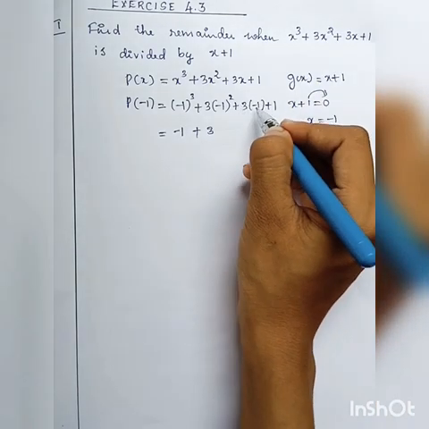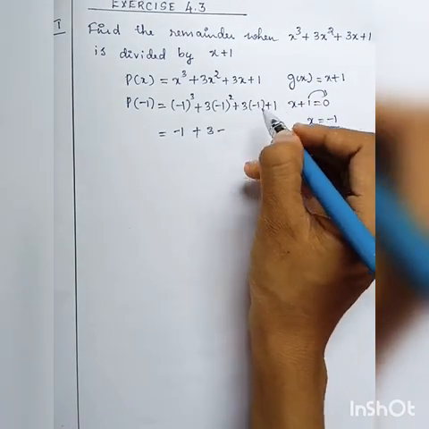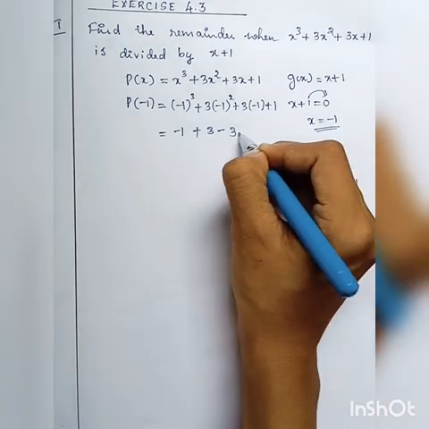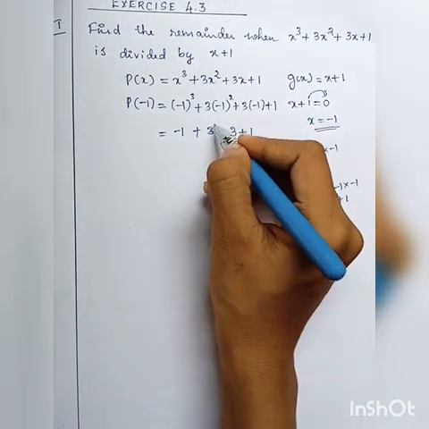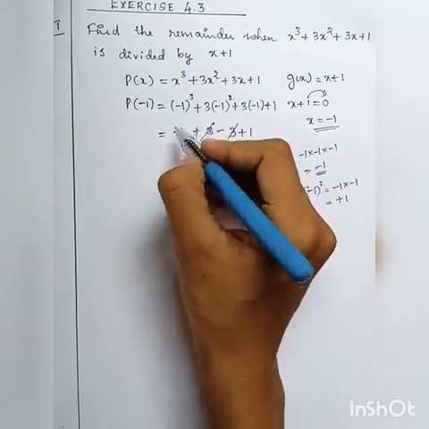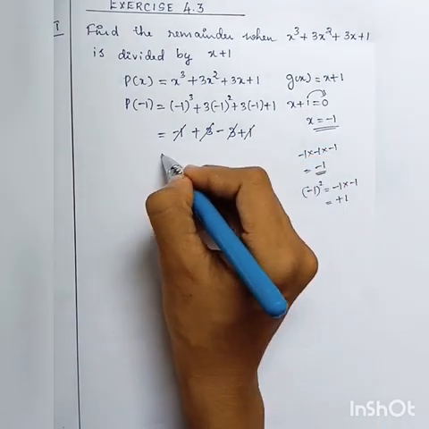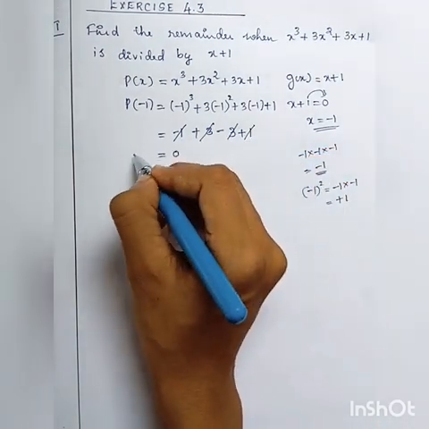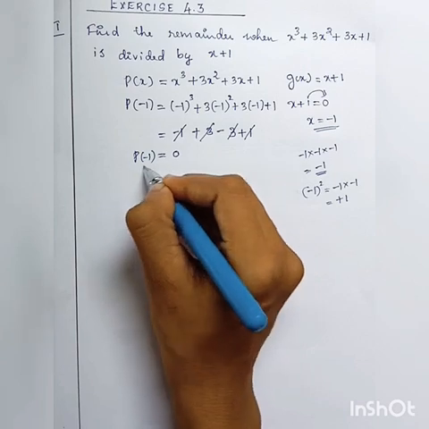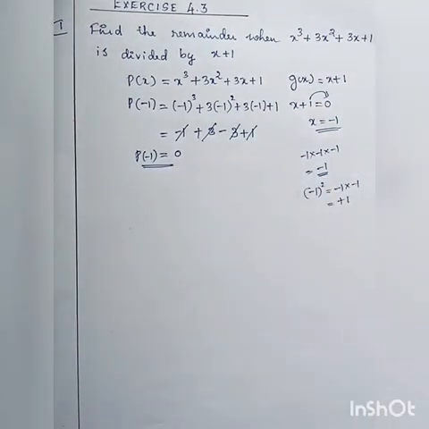Here plus into minus is minus, 3 ones are 3, and this plus 1, write it as it is. This plus 3 and minus 3 get cancelled. Minus 1 and plus 1 get cancelled. What is remaining? The remainder, p of minus 1, is equal to 0. So the first problem we have solved. In the same way we will solve the second problem from the exercise.